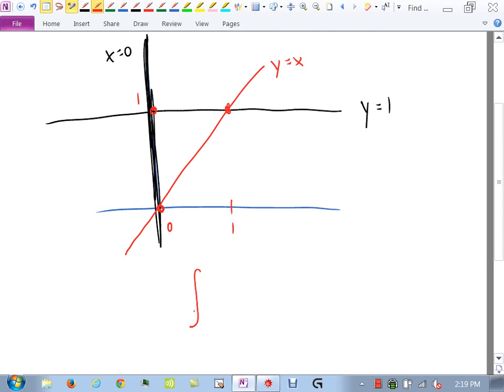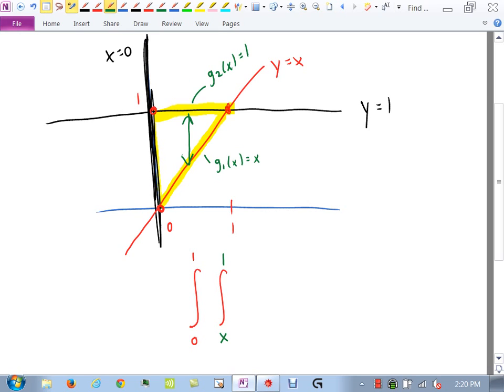What's the restriction on x? 0, 1. What's the restriction on y? Careful. Our region is here, right? Where is our x? Where is our y stuck between? Well, 1's up here, right? This is x. So it's from x to 1, right? This is g1 of x equals x. This up here is g2 of x equals 1.